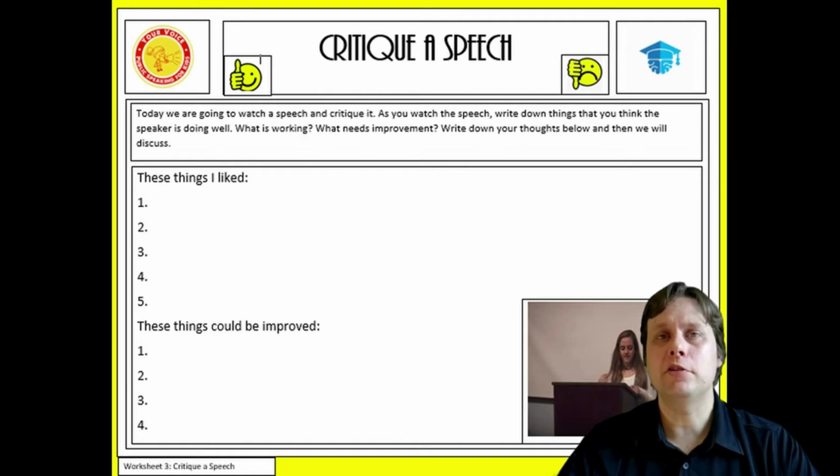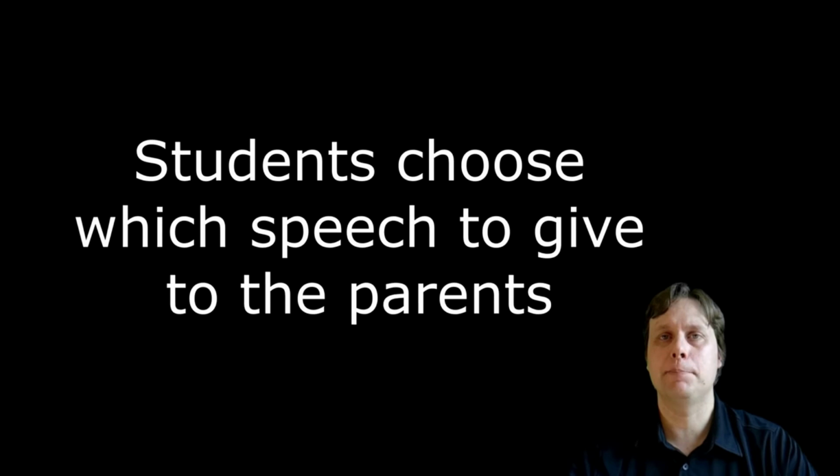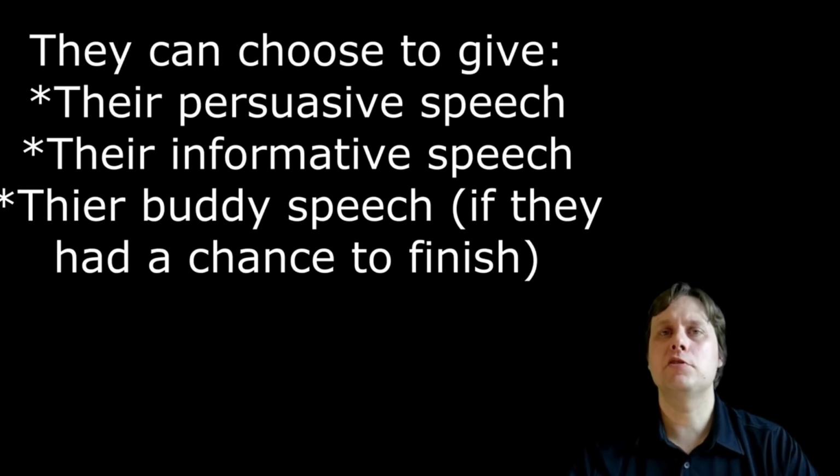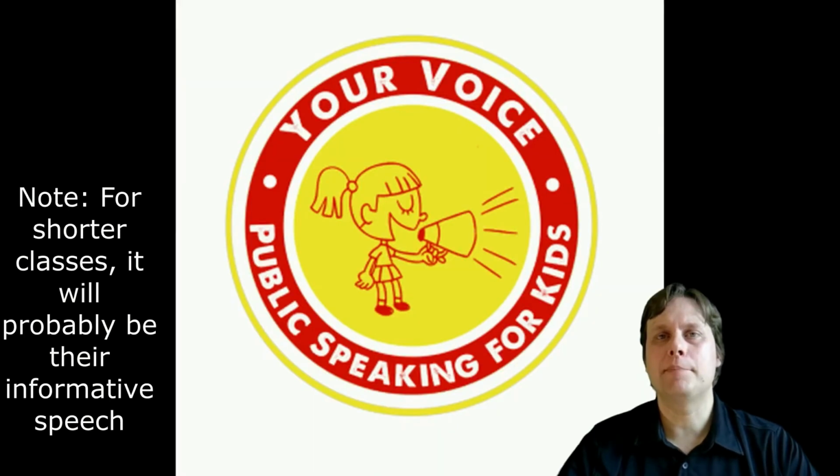So going into the final class, we have students choose one of their speeches to give to the parents when the parents come in. So this is a speech they've probably already given, either their informative speech, their persuasive speech, or they can do the third buddy speech if they got that far and actually had a chance to do it. And they'll have some extra time to practice those one more time before they give it to the parents. So they should have practiced it quite a bit and gotten some feedback on their speech. You can definitely give them some feedback as well.